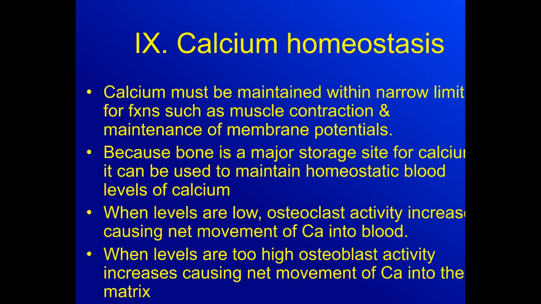Calcium homeostasis. Calcium has to be maintained within narrow limits for functions such as muscle contraction and maintenance of membrane potentials. Because bone is a major storage site for calcium, it can be used to maintain homeostatic blood calcium levels. If levels are low, the osteoclasts will break bone down to put calcium back in the blood. When it's too high, the osteoblasts will build bone matrix, take the calcium out of the blood, and put it into the bone. Basically, we have to have a correct level of calcium in our blood. If we don't, things don't work.